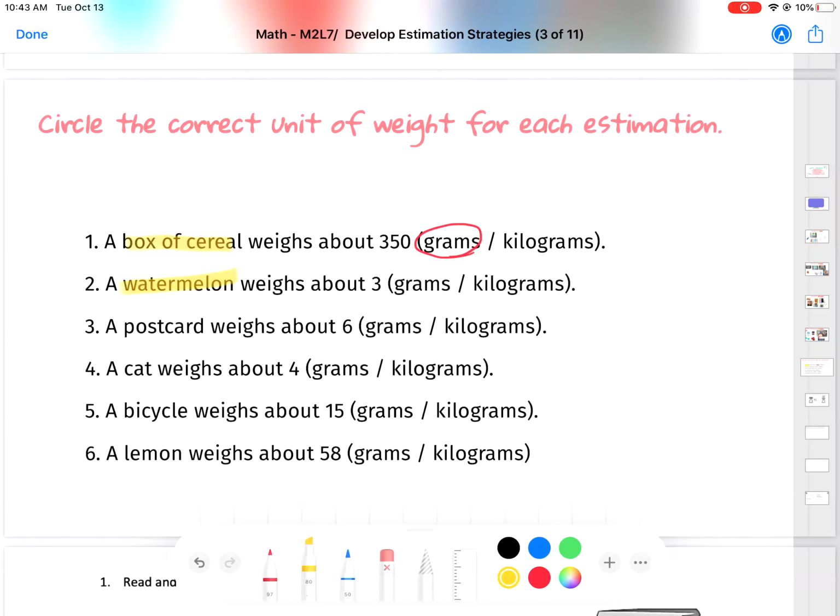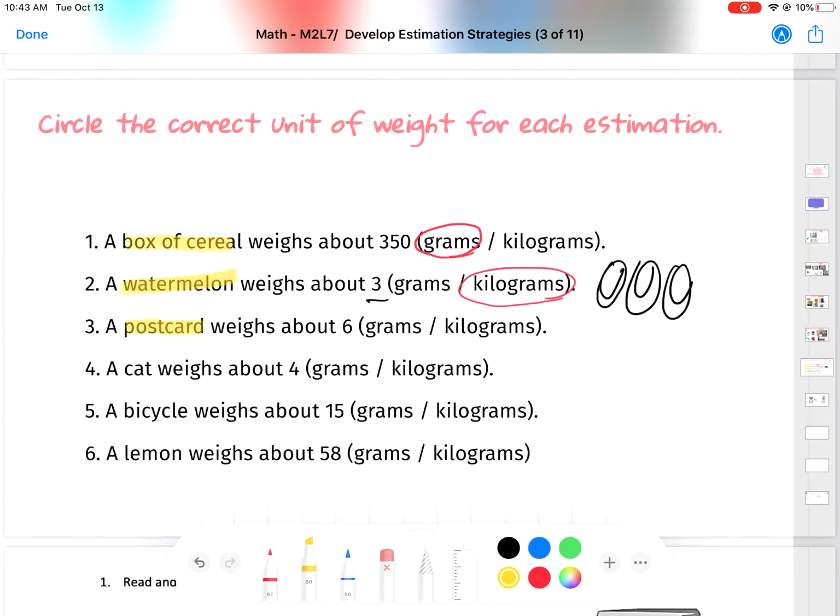What about a watermelon? Would it be 3 grams or 3 kilograms? We know that a paper clip is about 1 gram. To make it 3 grams, we just need 3 of them. However, I know that our watermelon is way heavier than 3 paper clips. So which one makes more sense? 3 grams or 3 kilograms? 3 kilograms.